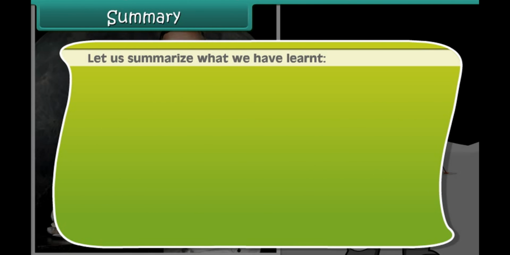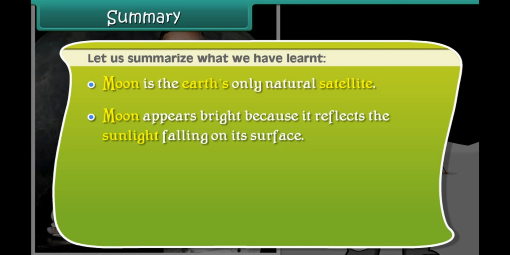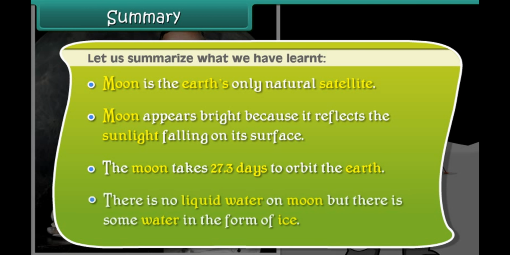Let us summarize what we have learned. The moon is the Earth's only natural satellite. The moon appears bright because it reflects the sunlight falling on its surface. The moon takes 27.3 days to orbit the Earth. There is no liquid water on the moon, but there is some water in the form of ice.